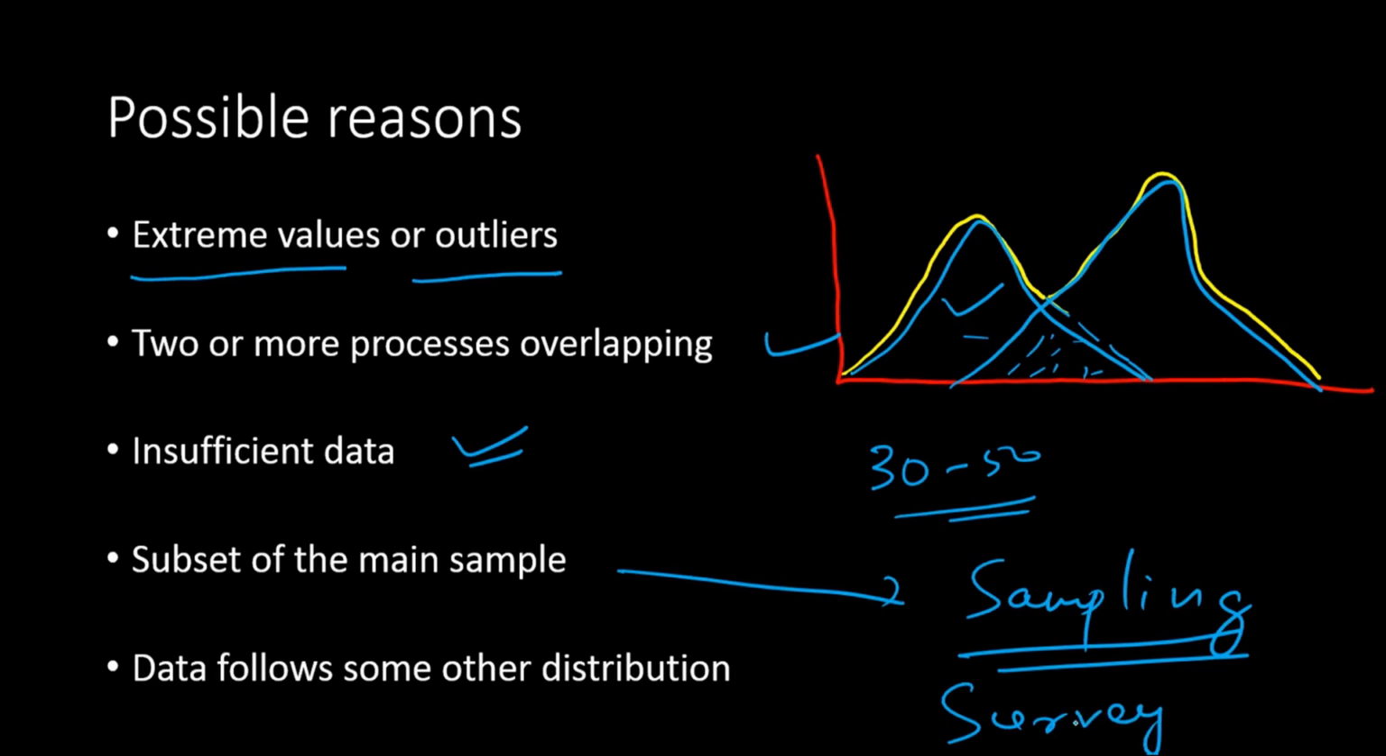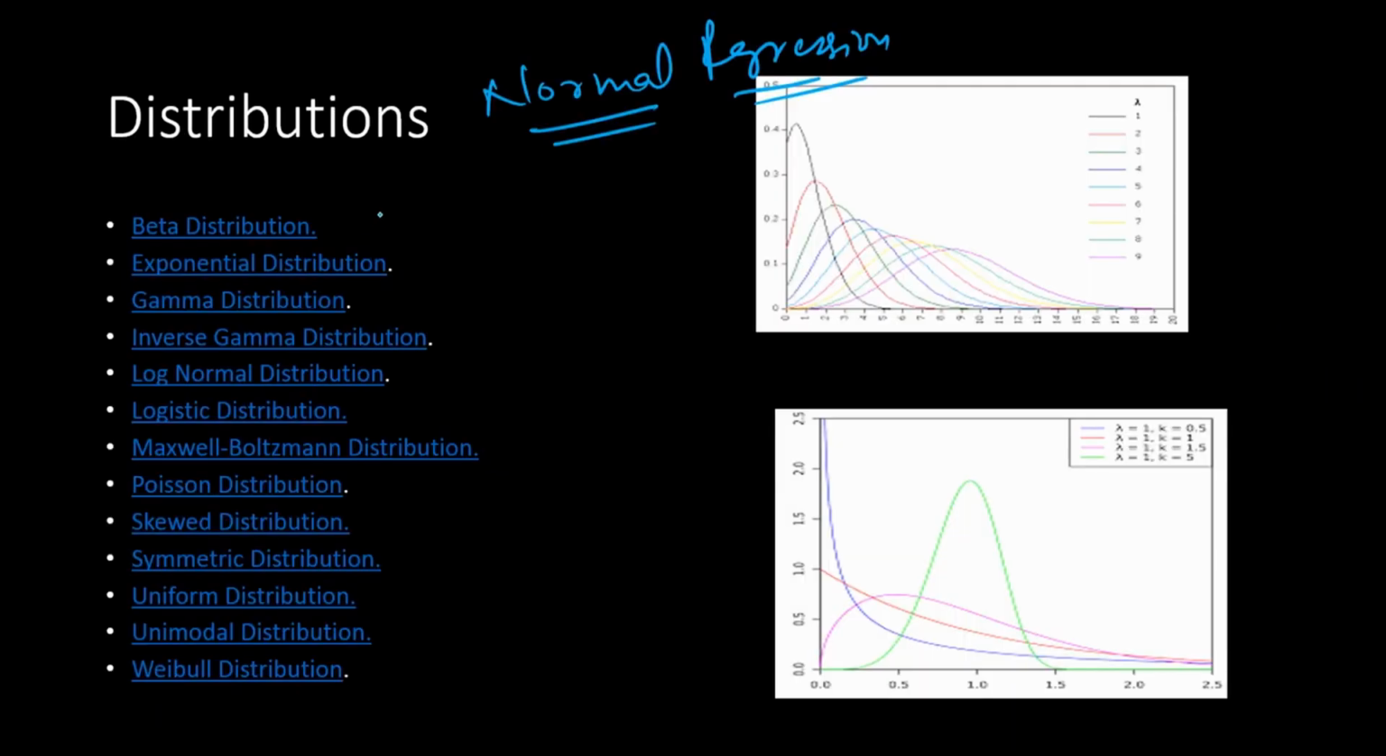Many times, not necessarily in survey data, it could well be there in other types of data where you have knowingly or unknowingly missed out on a particular subset of the data. In that case, it could also be a problem. Then your data could follow some other distribution. There is no reason why every data would follow a normal distribution. It could be beta, exponential, gamma, inverse gamma, log normal, logistic, Maxwell-Boltzmann, Poisson, skewed, symmetric, uniform, and there are many more. I've just listed a few important ones.